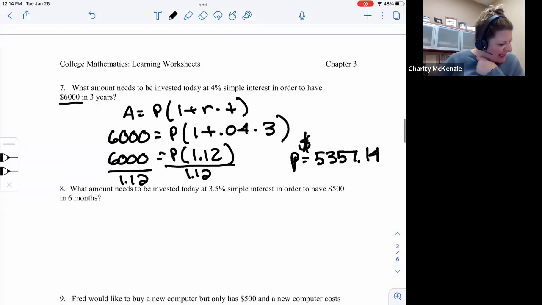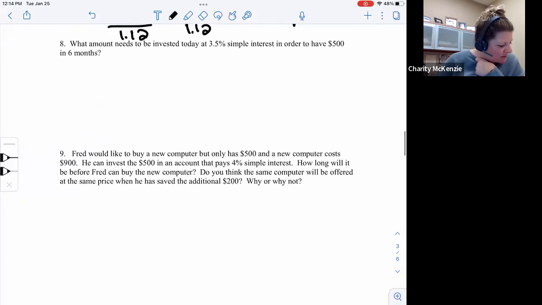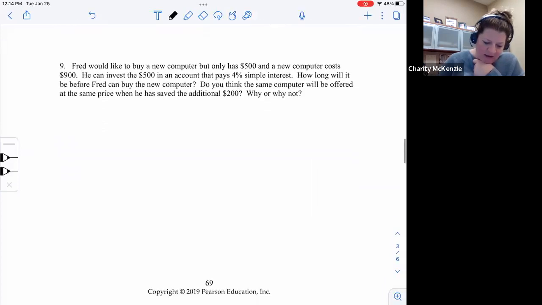Okay, so 8 is the same. Let's look at 9. They do a lot of doubles. So 9 says, how long? This is a different one. Fred would like to buy a new computer, but he only has $500, and a new computer costs $900. He can invest the $500 in an account that pays 4% simple interest. How long will it be before Fred can save up and buy this new computer? Do you think the same computer will be offered at the same price when he has saved the additional $200?